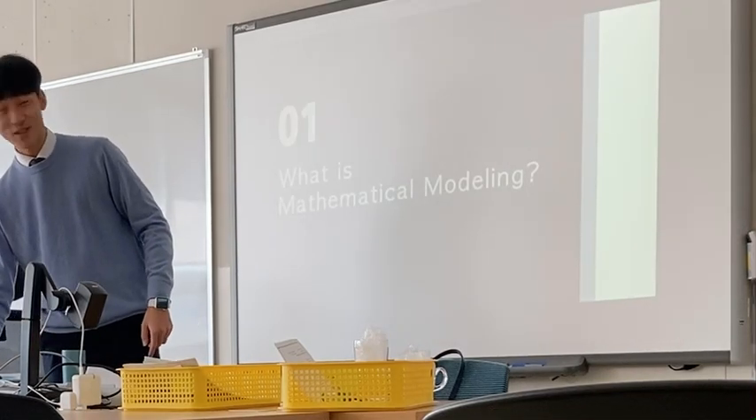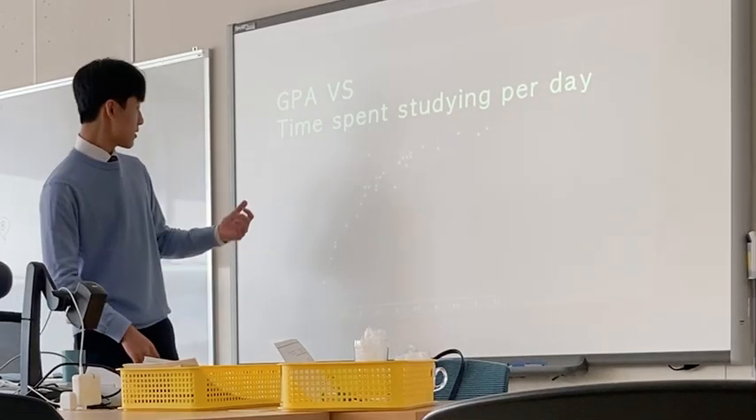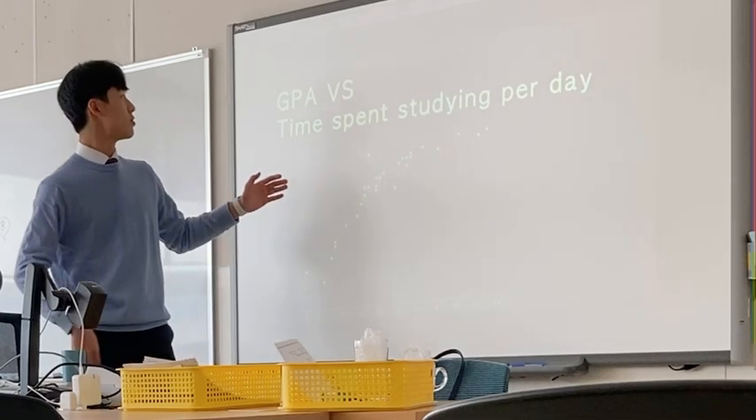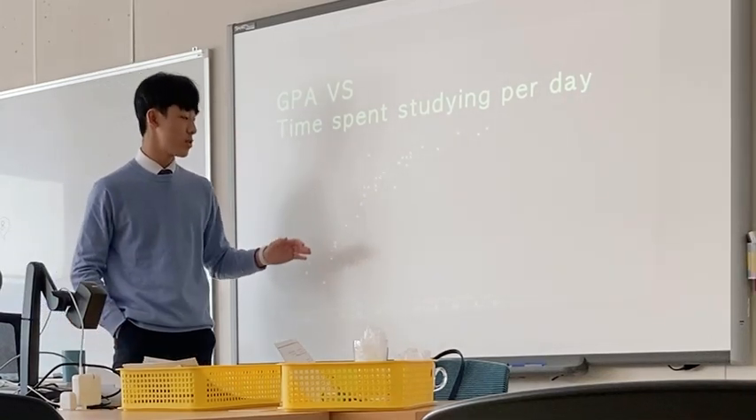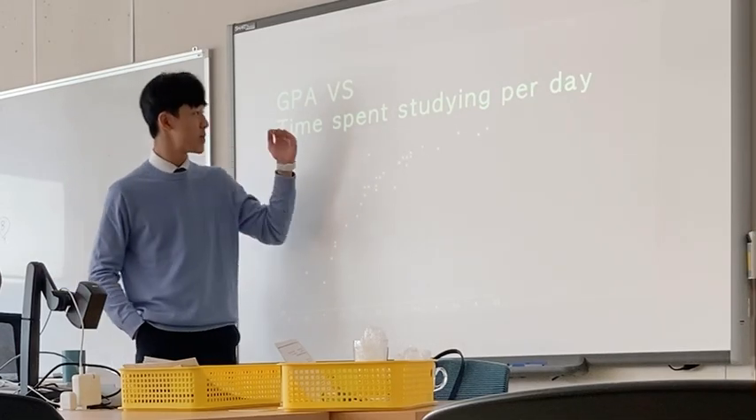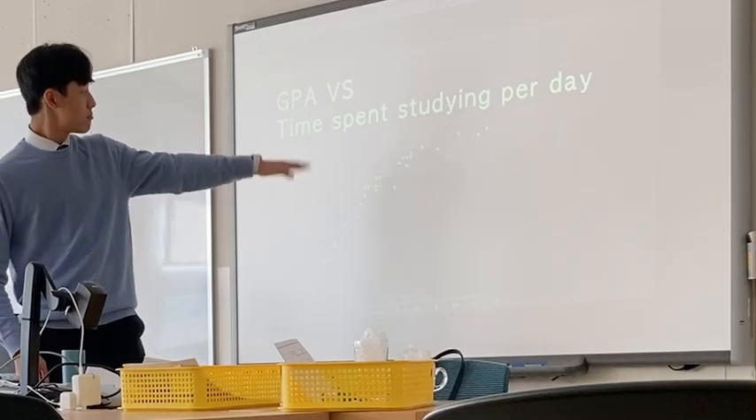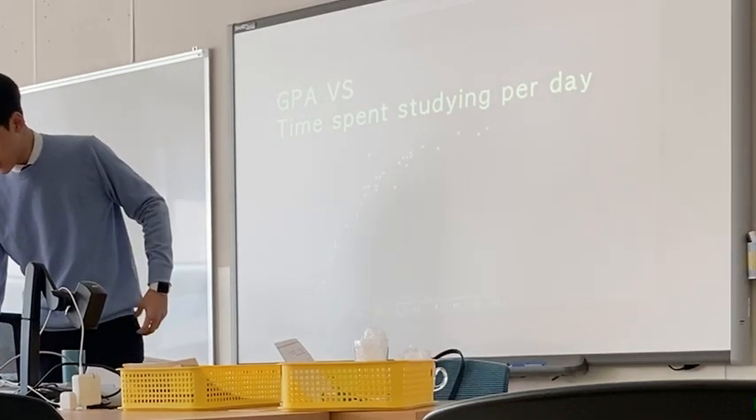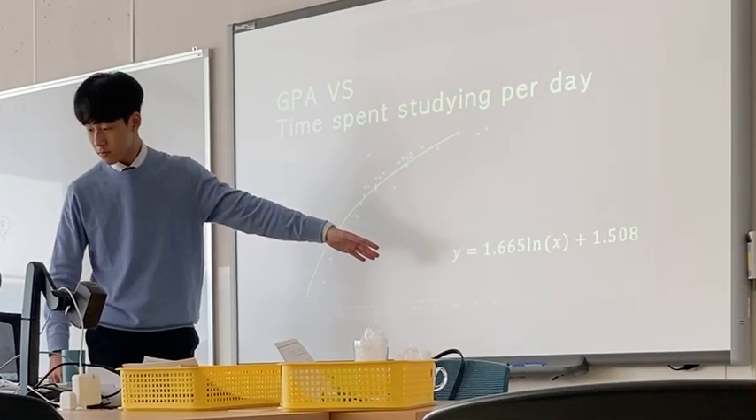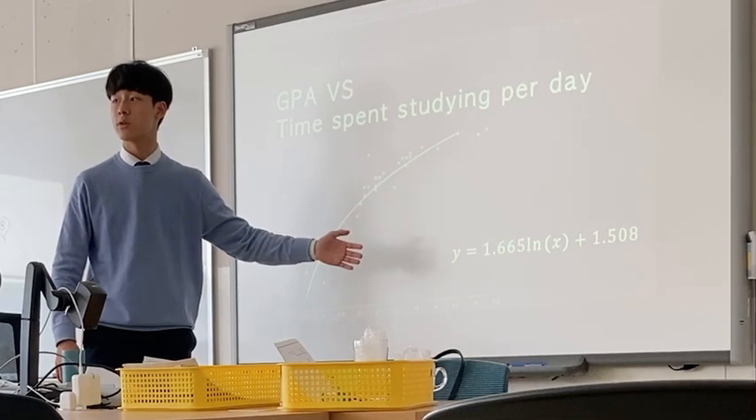So first, what is mathematical modeling? If you look at this scatter graph here, you see the GPA versus time spent studying per day. GPA is on the y-axis, while time spent studying per day is on the x-axis. And from this scatter plot here, we can create this best fit line, which the equation is right here. But this is a very straightforward example of what mathematical models look like.